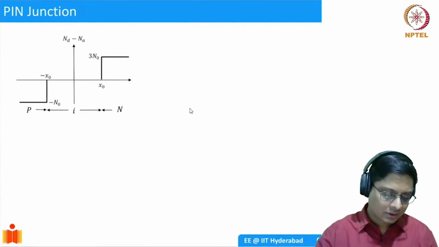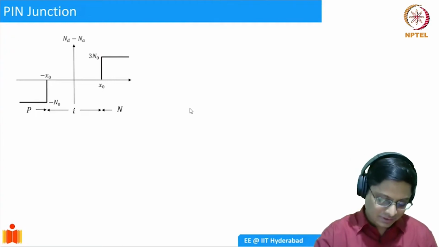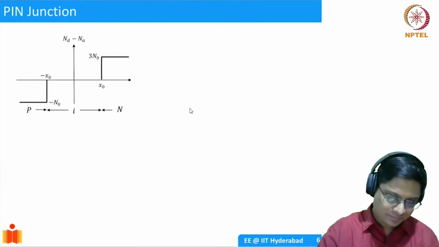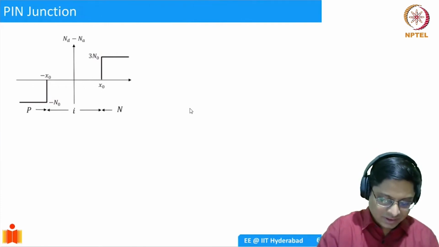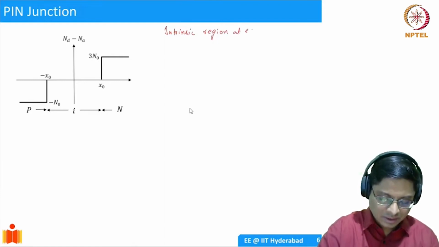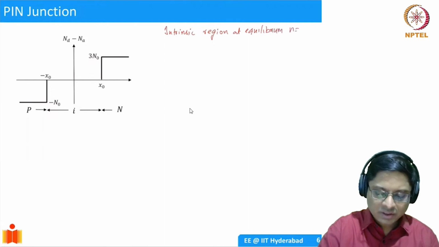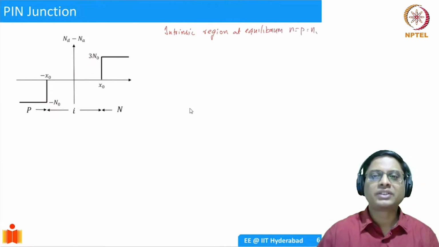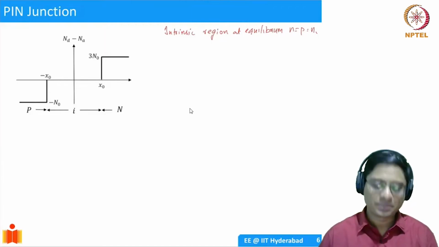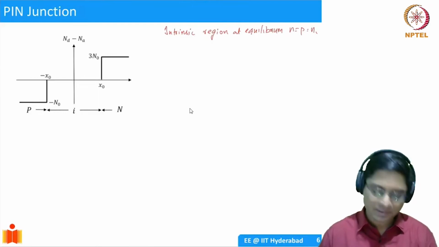Okay? So when we want to analyze this particular device, what we need to think about is what is the condition of the intrinsic region? So the intrinsic region, at equilibrium, has to have N equal to P equal to Ni, right? There is always this finite number of electrons and holes produced there. That's the definition of intrinsic region, and that's the definition of equilibrium.